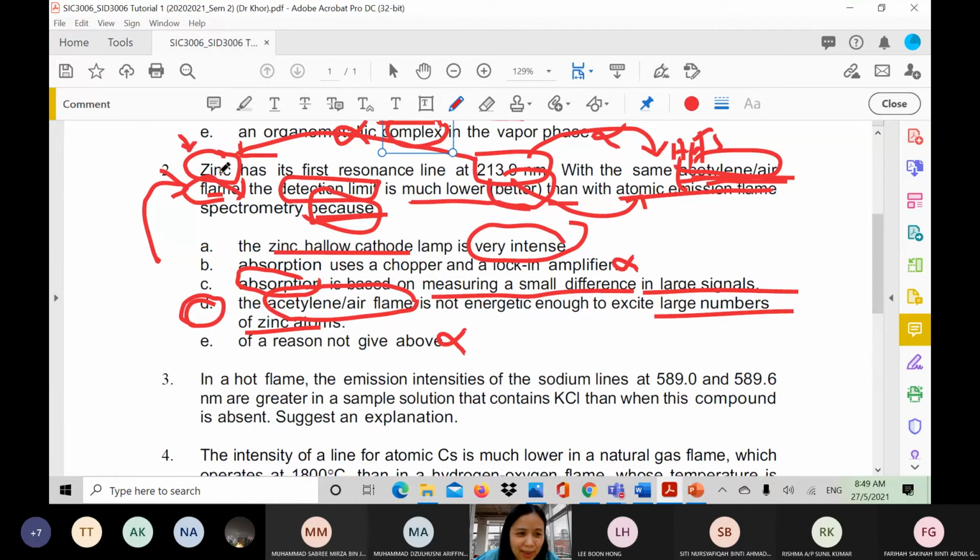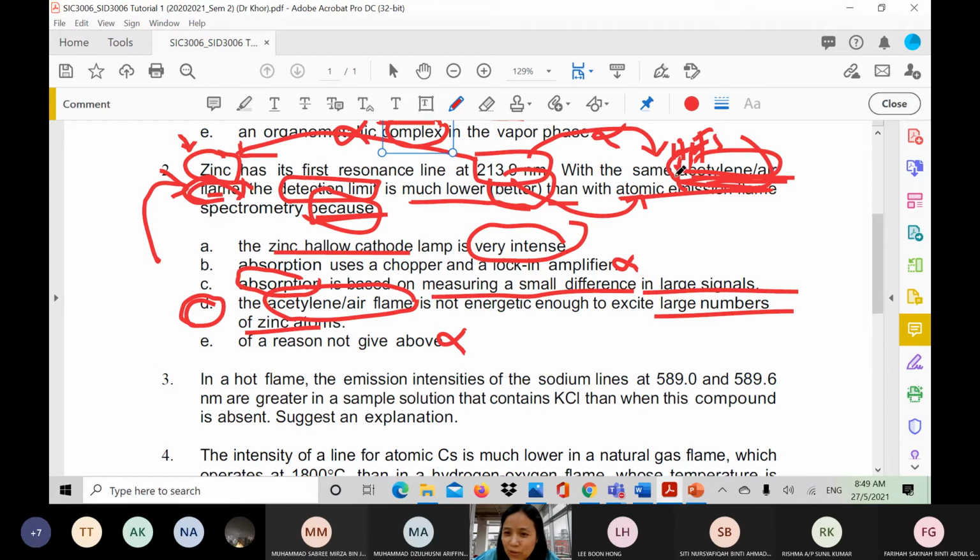We are not able to excite zinc from the ground state to the excited state, which means you have a very low concentration of the excited population. So when it relaxes to the ground state, you get a very low signal or even no signal, because the unexcited neutral atoms at the ground state cannot be excited if we use the acetylene air flame for zinc detection.